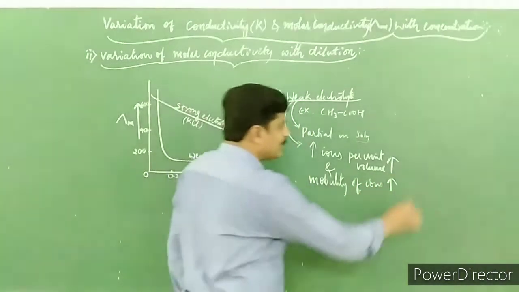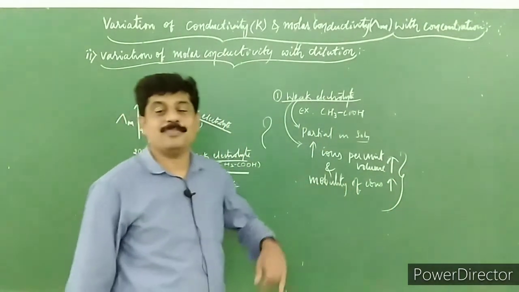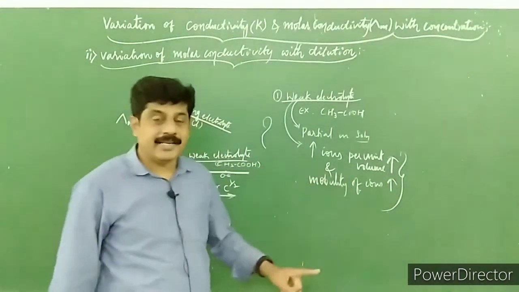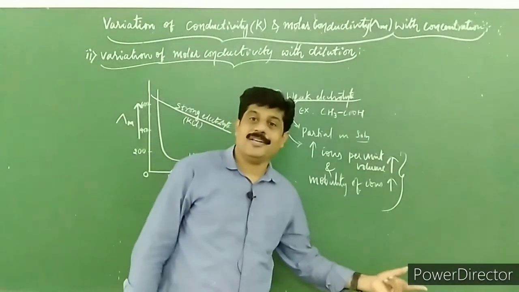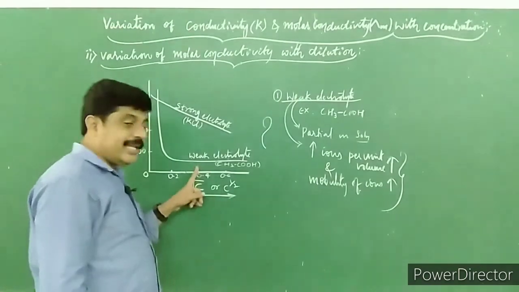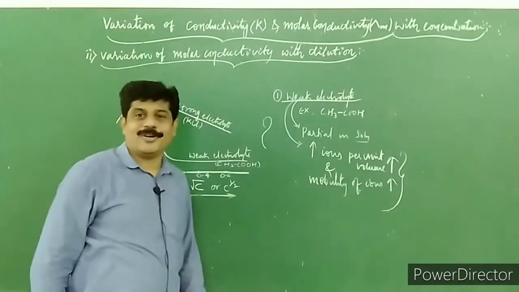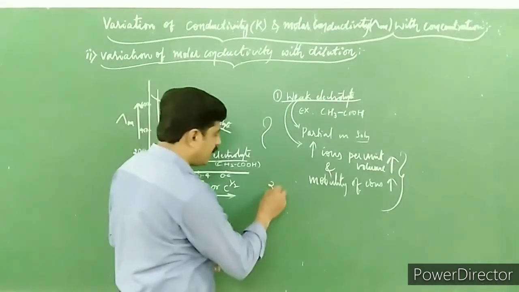Children, because of these two reasons, number one, increase in number of ions per unit volume and number two, increase in mobility of the ions, the increase in molar conductivity in the case of weak electrolyte is very sharp. Hope you got it. Let me go for the strong electrolyte.